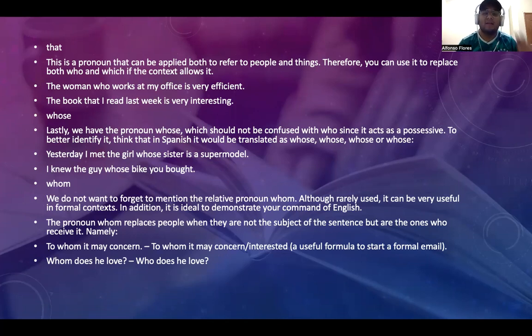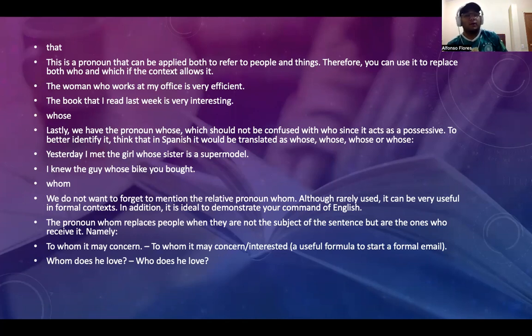Whose? Lastly, we have the pronoun whose, which should not be confused with who's. It acts as a possessive. To better identify it, think that in Spanish it is related to cuyo or cuya. Yesterday I met a very hot sister and supermodel. He knew the guy whose bike you bought.